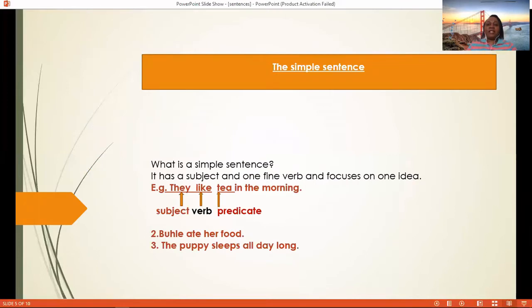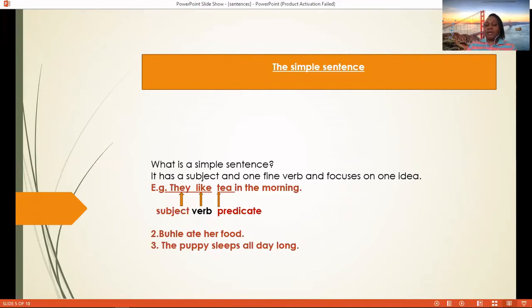Our first sentence is the simple sentence. What is a simple sentence? That is our question. It has a subject and 1 finite verb, and it focuses on 1 idea. So in a simple sentence, you will not find 2 finite verbs. You will not find 2 ideas, nor 2 subjects. It's only 1 each: 1 subject, 1 finite verb, 1 idea. That's the simplicity of a simple sentence.